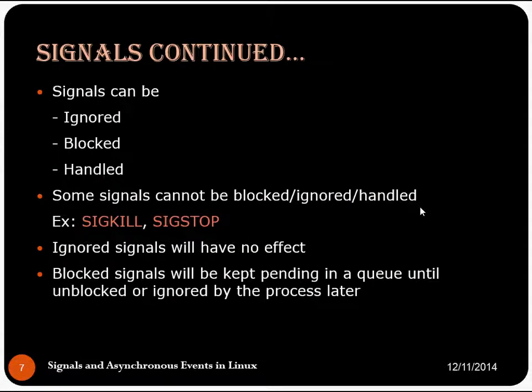When a signal is delivered, it can either be ignored, blocked, or handled. But there are some signals that cannot be blocked, ignored, or handled, like SIGKILL and SIGSTOP. These are signals that are delivered by the kernel to a user space process to terminate the process. When a signal is ignored, its delivery will not have any effect. When a signal that is blocked is delivered, it will be kept pending in a queue until it is unblocked or ignored by the process.